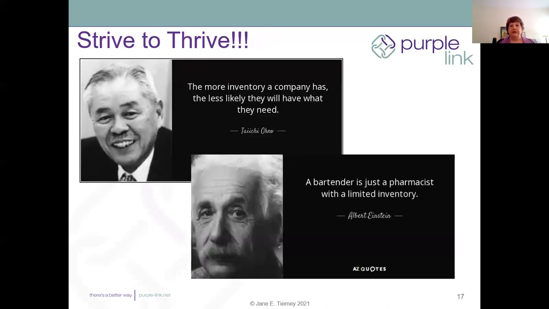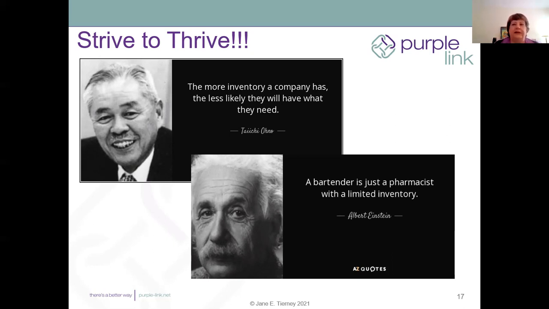So I want to leave you. Usually I leave you with one thing, but today I really felt both of these were kind of hitting me. The first one is from Taiichi Ohno, who is one of the founders of the Toyota production system. And he says, the more inventory a company has, the less likely they will have what they need. And I've seen that in companies, and you've probably seen that too. They have a lot of inventory, but they still don't have the one part or the one critical item that they need in order to go make that production.